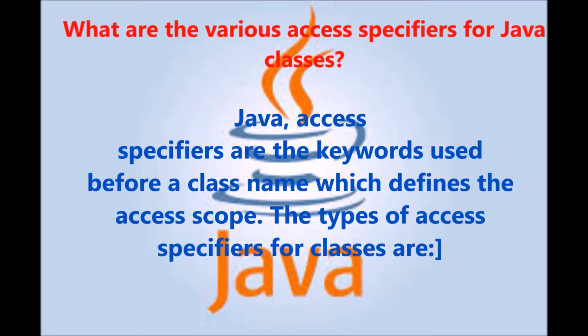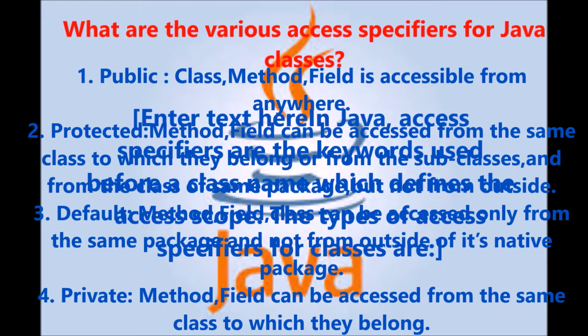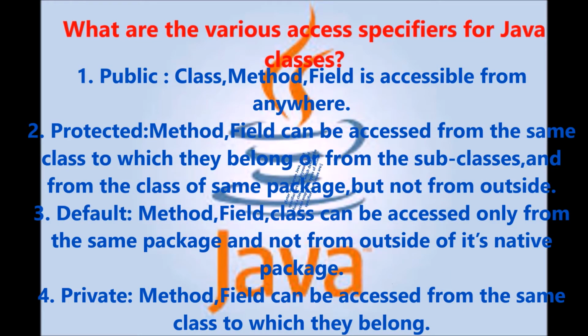What are the various access specifiers for Java classes? In Java, access specifiers are the keywords used before a class name which defines the access scope. The types of access specifiers for classes are: 1. Public. Class, method, field is accessible from anywhere.